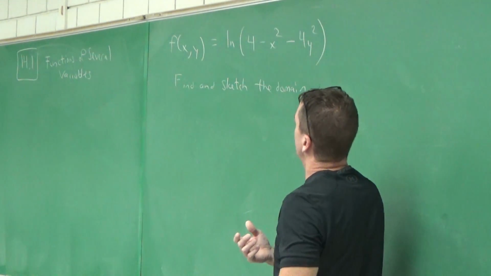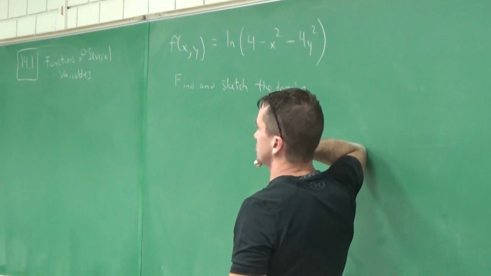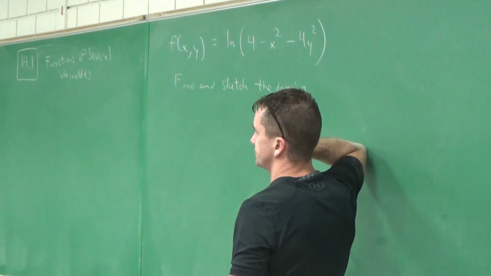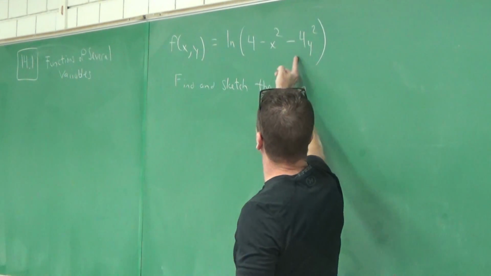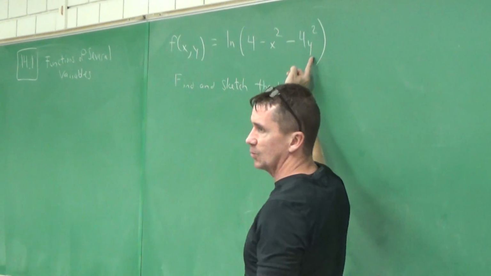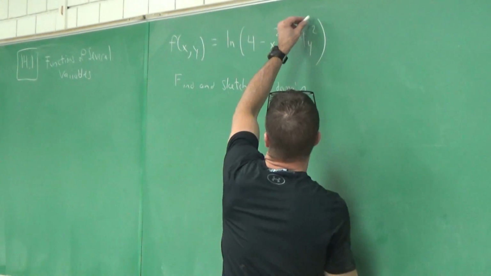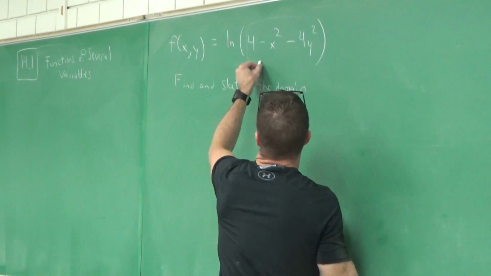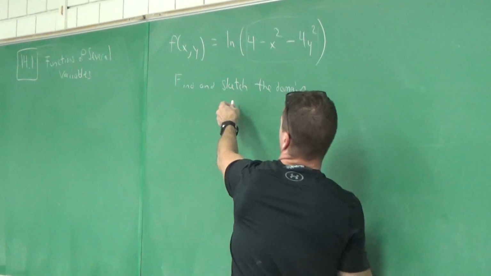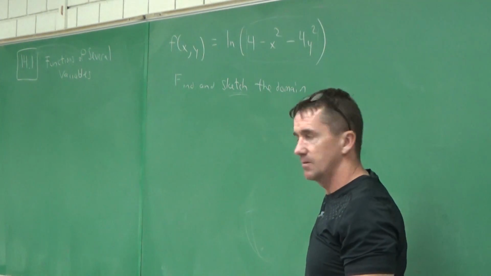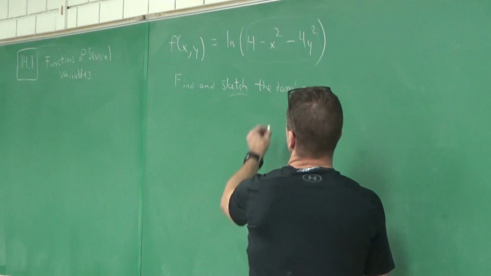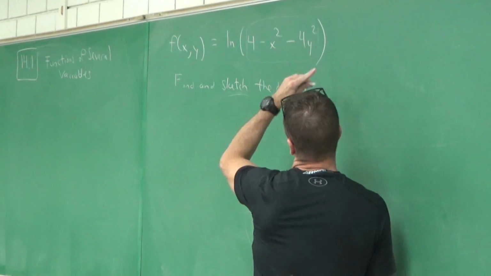Find and sketch the domain. That's what's going on with x and y, true? So our focus is this: 4 minus x squared minus 4y squared. So for domain, I'm thinking, all right, what can x and y be? And then we'll sketch it. We'll sketch it in the xy plane. Okay? So for domain, what can x and y be?